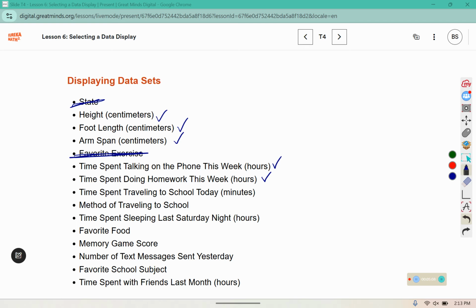Time spent traveling to school today, that's a number. Method of traveling to school is not. That would be like car or bus or bicycle. Those are not numerical. Time spent sleeping last Saturday night. Not favorite food. We can use a number for a score. And number of texts, but not for a favorite subject. And time can be based on a number.